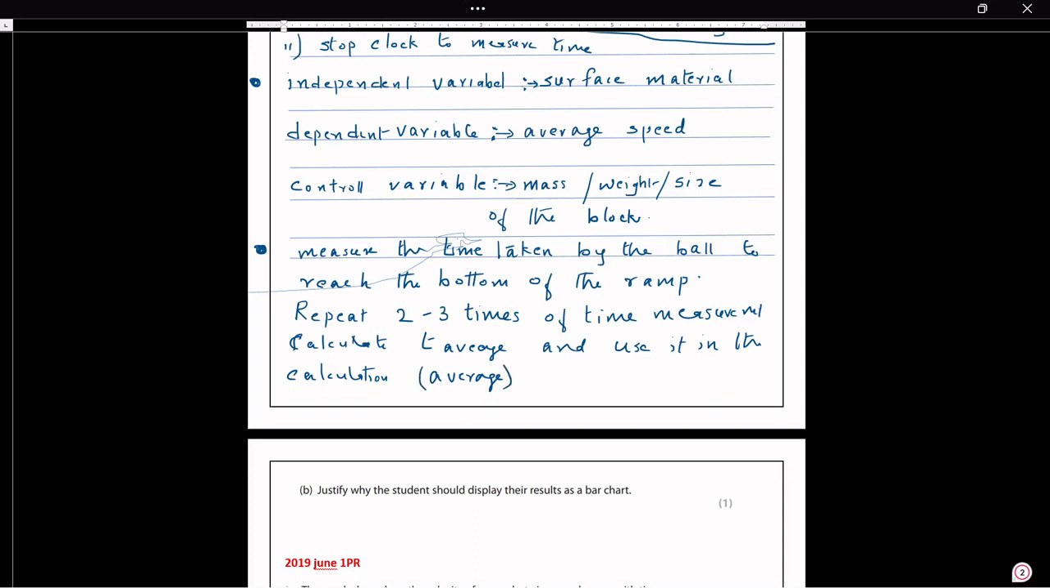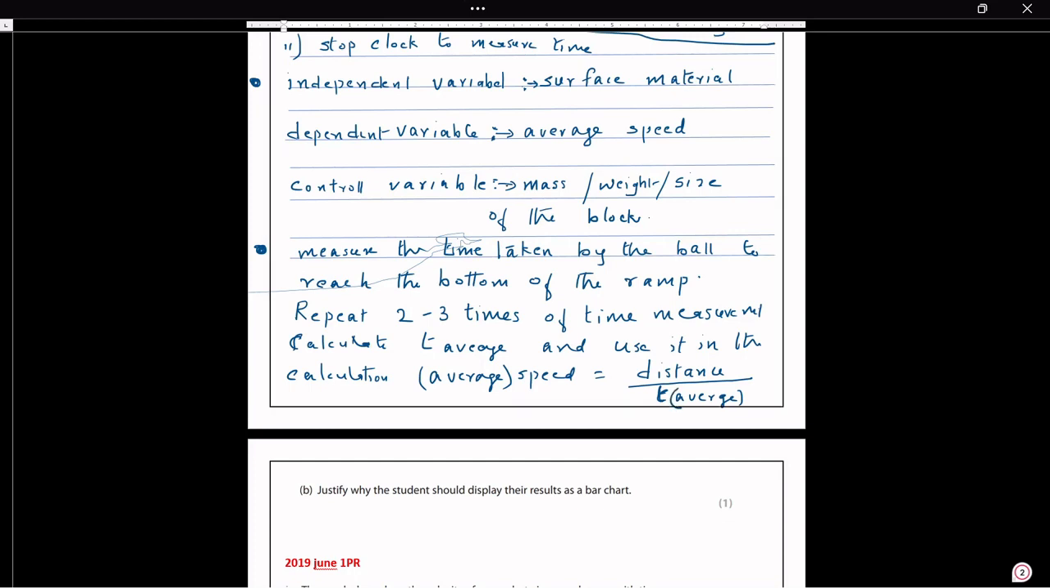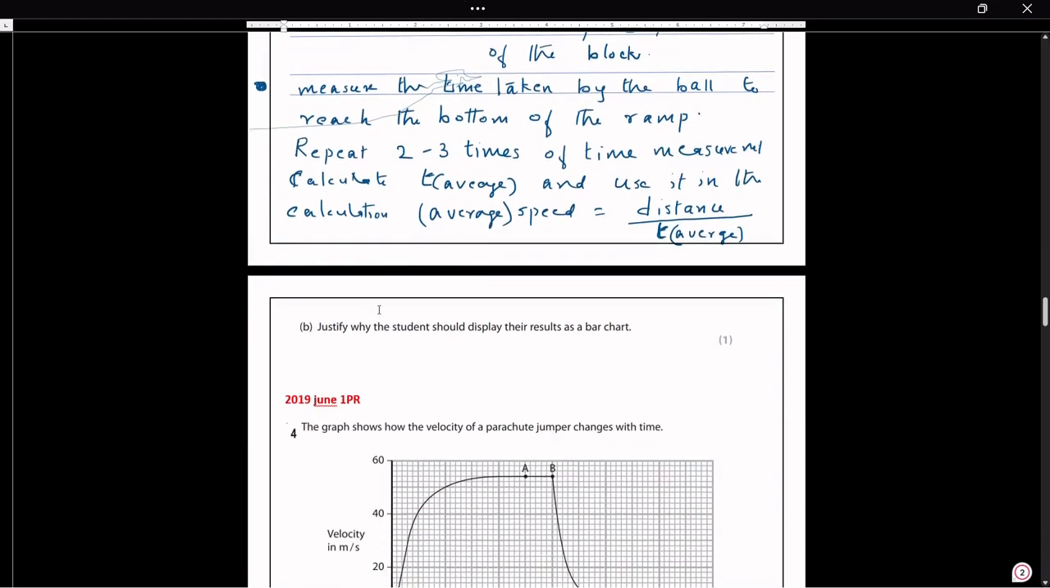Average speed equals distance over the time. Time means here I can say T average, because to improve the accuracy of the investigation, we are doing this for different trials, measuring the time and taking the average, and that average we are using here in the calculation of the average speed. Calculate T average. This part we are doing to improve the accuracy of the experiment or investigation.